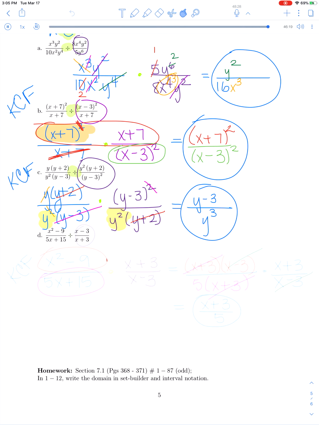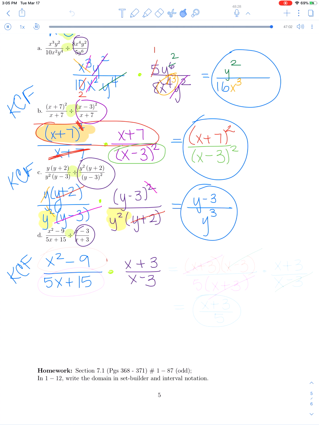Here's our last problem. Notice it's not factored, but we don't want to do that yet. We want to get into the habit of doing keep, change, flip first. So let's do our keep, change, flip first because we have division. So we keep the first fraction. Then we turn the division into multiplication, which just like before is going to cause us to flip that last fraction upside down, which makes it x plus 3 over x minus 3.